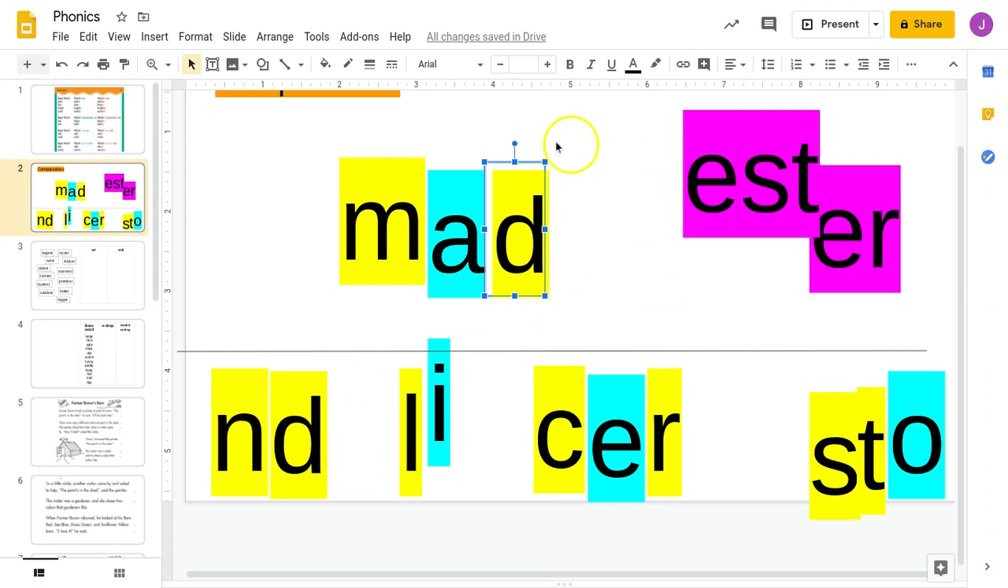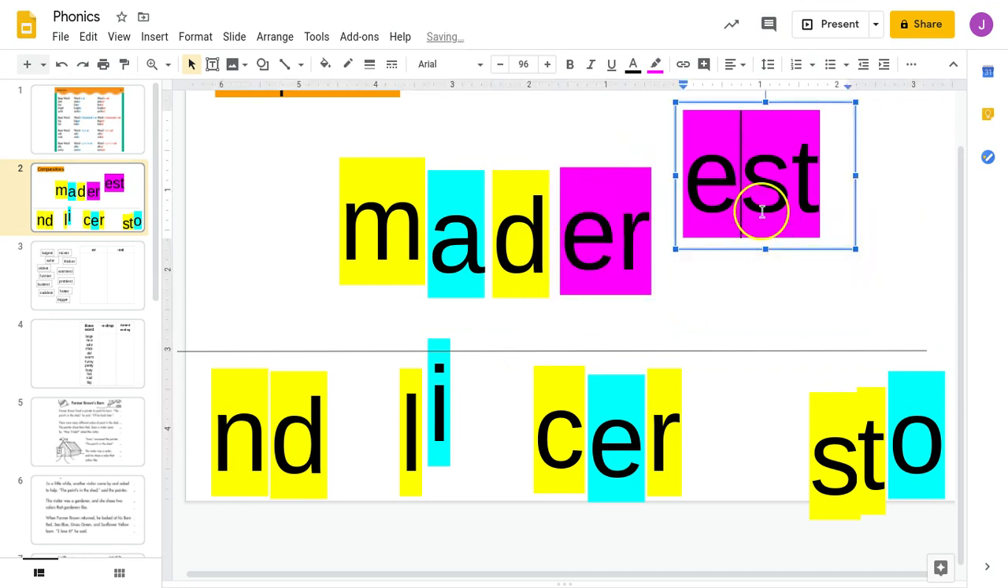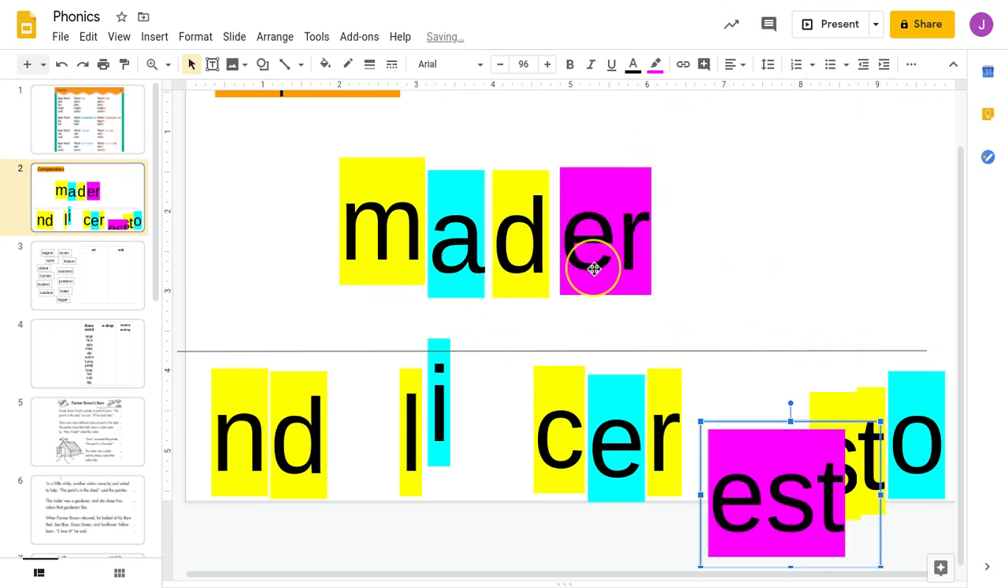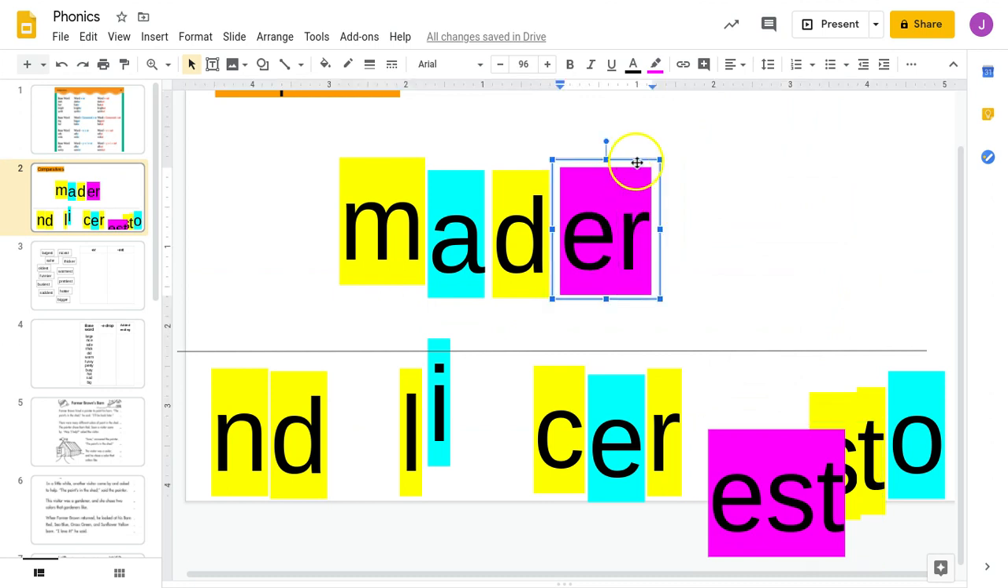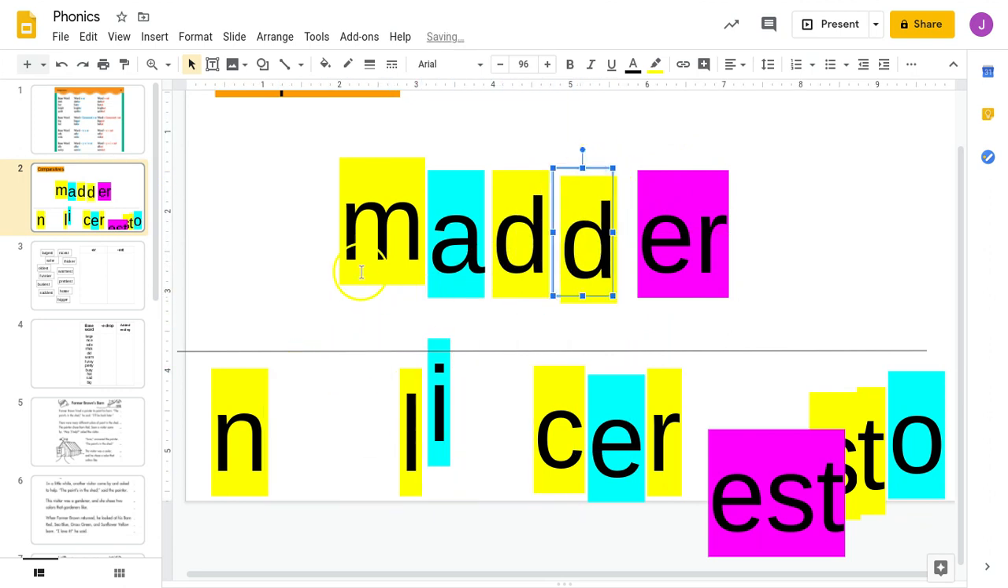Madder. Now, this follows that rule that we talked about, where if you have a vowel and one consonant, you have to add another consonant or double that ending consonant. Because if I were to just move my ER over here, that would say mater. And we're not watching the movie Cars. So I need to add or double that consonant so that it says matter. M-A-D-D-E-R. I always forget to clap that when I'm not with my class in person.